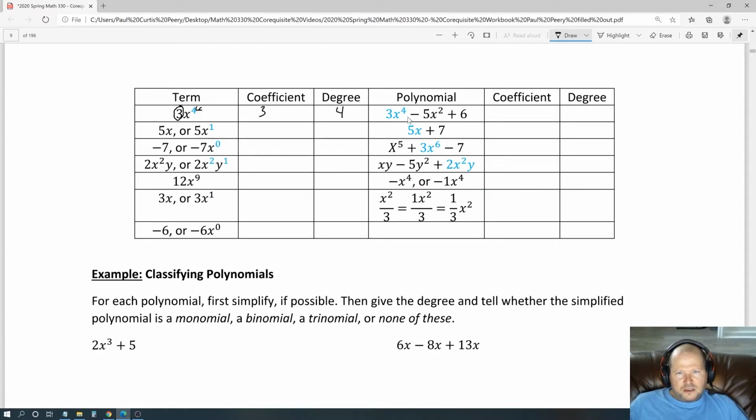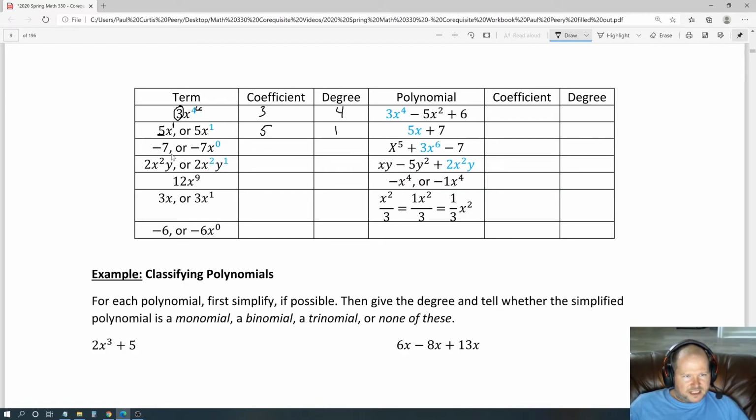Okay, so let's go on to the next one. So we have 5x, or 5x to the first power. Again, if you don't see the exponent, it's implied to be a 1 there. So we would say, see, the coefficient is the number in front of the variable, that coefficient right there. So that's a 5. And we say the degree is 1. Now just remember, even if you don't see it, it's still a 1, right? So if you don't see the exponent of the variable, it's understood or implied to be a 1.